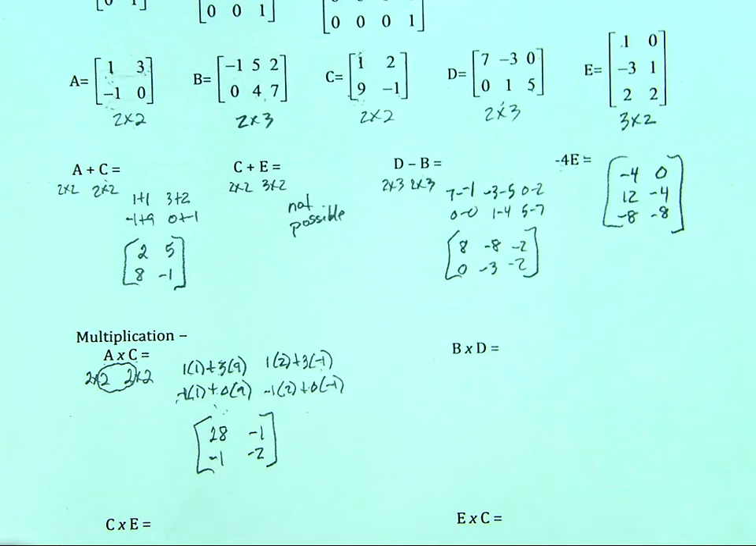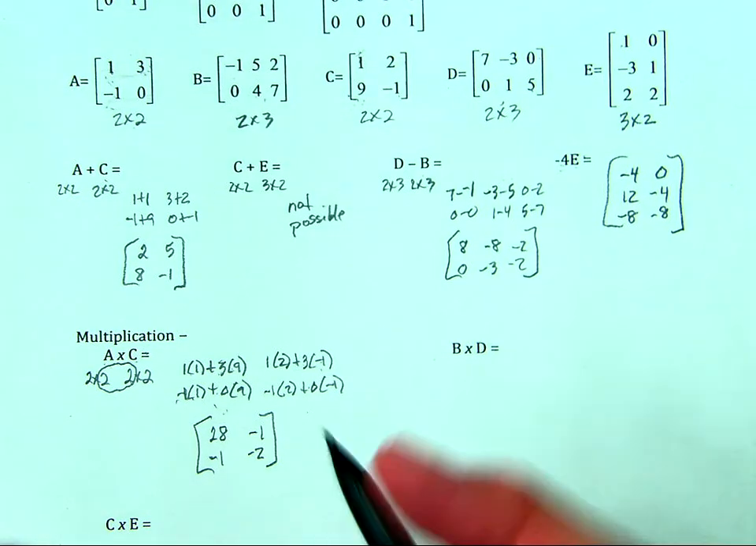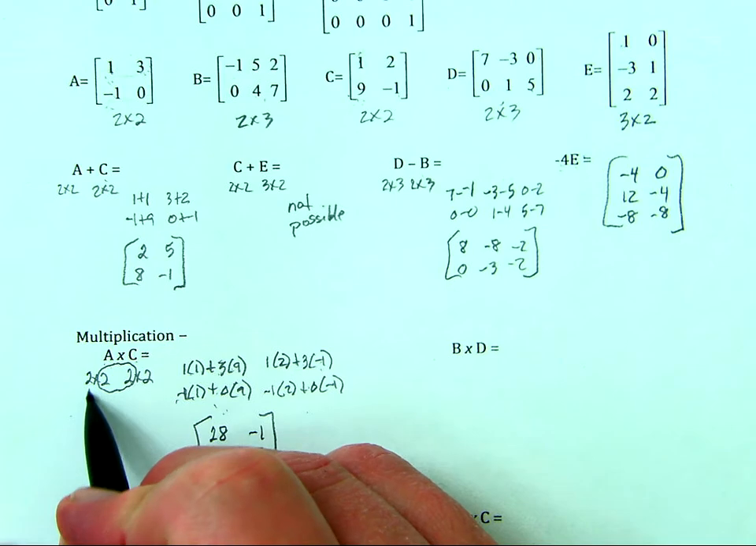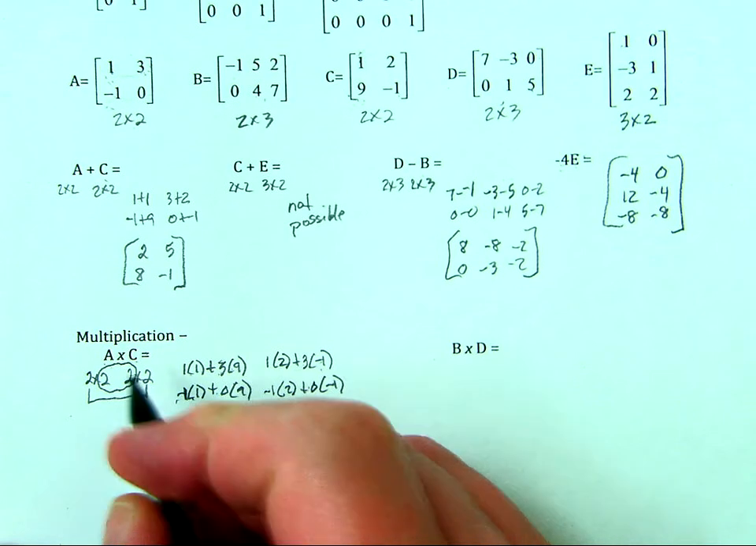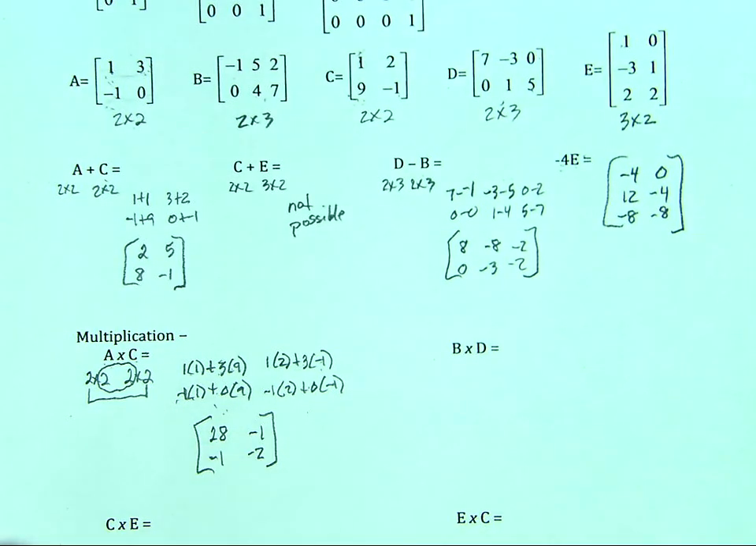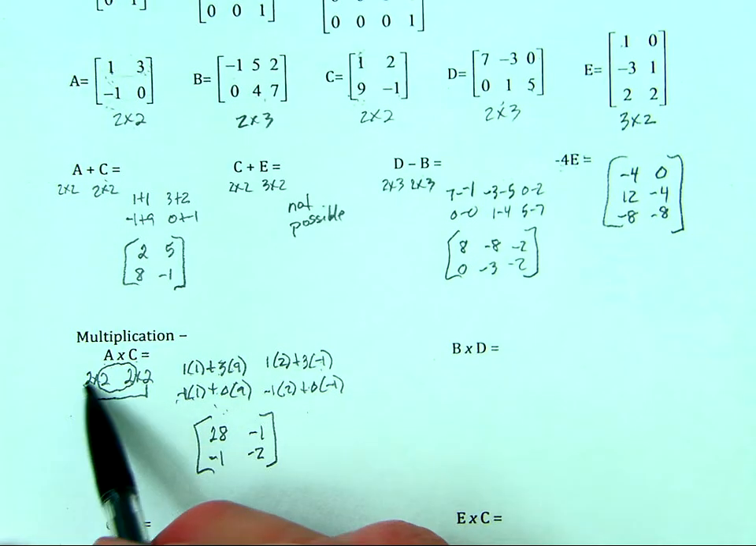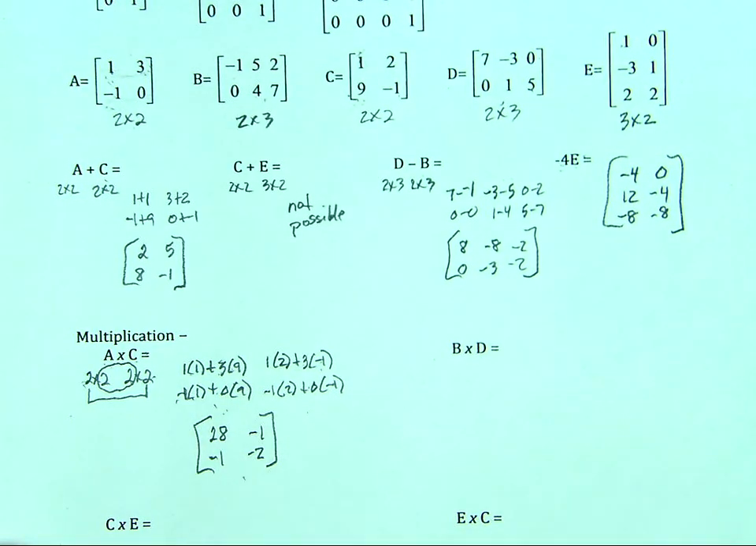Now, it probably seems logical that it ended up being 2 by 2, but that doesn't always work out that way. That's just a coincidence. You see the outside two numbers here? That will tell you the dimensions of your product, of your answer. So with the outside two numbers both being 2s, it ended up being a 2 by 2.